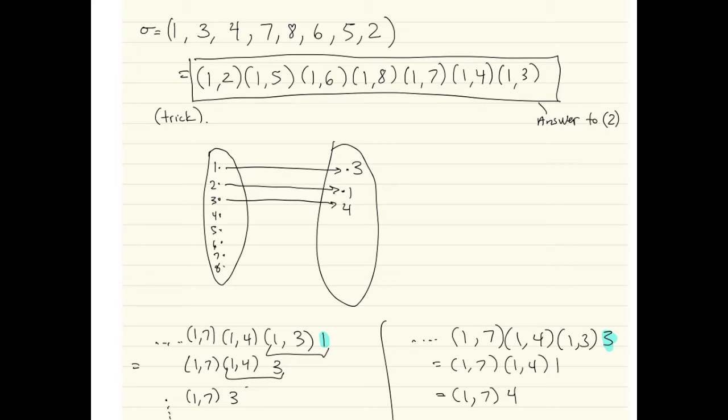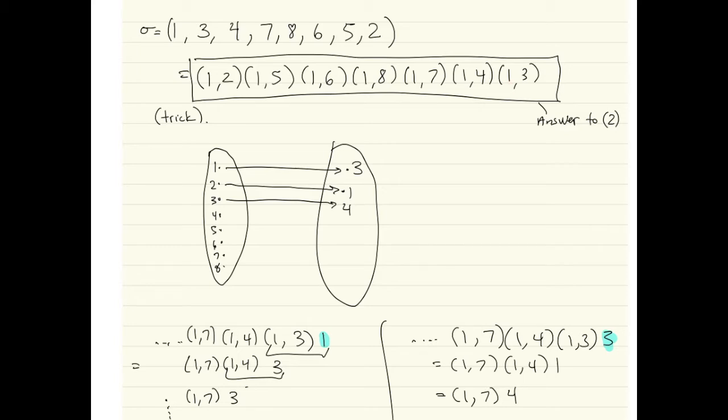And again, this is just a trick. This is just one way to answer part 2, which was to write this element sigma as a product of transpositions. This boxed answer is a product of transpositions. Remember, a transposition is just a cycle of length 2.